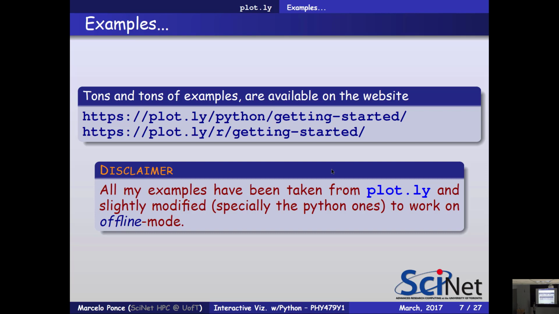As I said, there are a lot of examples, especially for Python and R. In any of those links, you can go and see examples for Python and R. I chose some of those, the very basic ones, just to get used to the nomenclature if you wish, and then some that I think are interesting. Most of my samples have been taken from the website and slightly modified so that they work in offline mode.